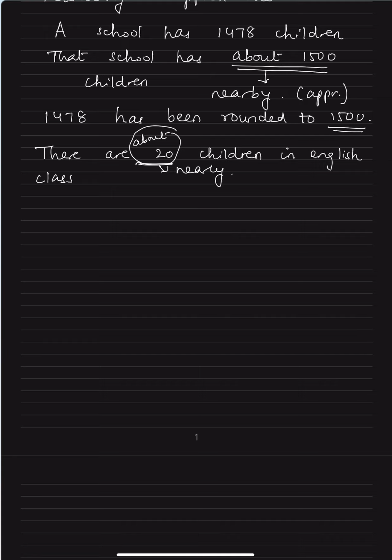Similarly, if I say that there are 20 children in English class, but what will I write here? I will write about 20 children because I am not clear with the perfect value. So I will write about. About 20 means nearly. Correct?